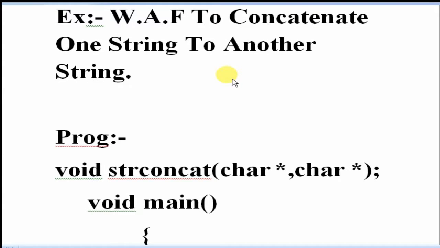Today's topic is: write a function to concatenate one string to another string. In the previous videos, we explained how to calculate the length of a string, print a string in reverse, and copy one string to another string. Concatenation is nothing but adding one string to another string.